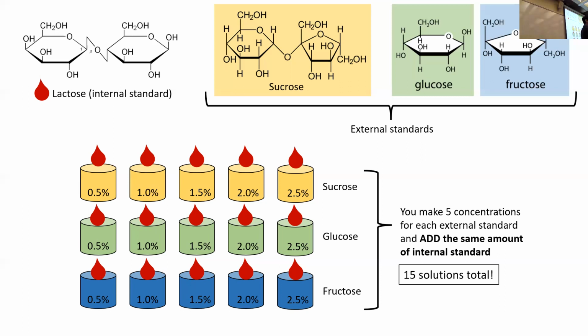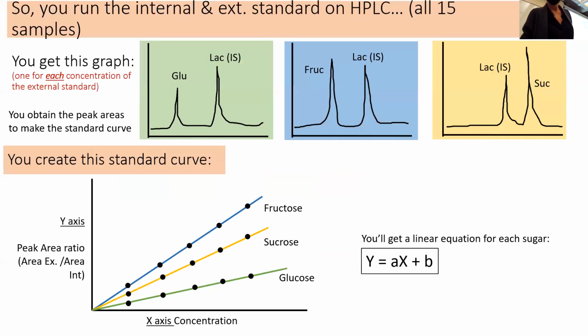Okay, so this is a wonderful illustration here. Brigida gave the lactose internal standard this red drop color, and you added it at the same concentration. So the same drop is added to all of your external standards in this case: sucrose, glucose, fructose. You prepare them at different concentrations, and you add the same amount of lactose to all of them. So it's color coded, don't you like that? So organized.